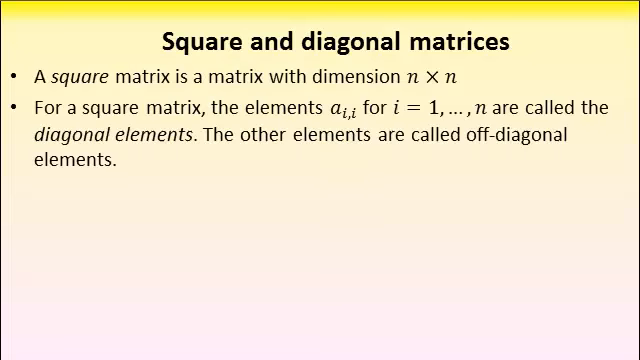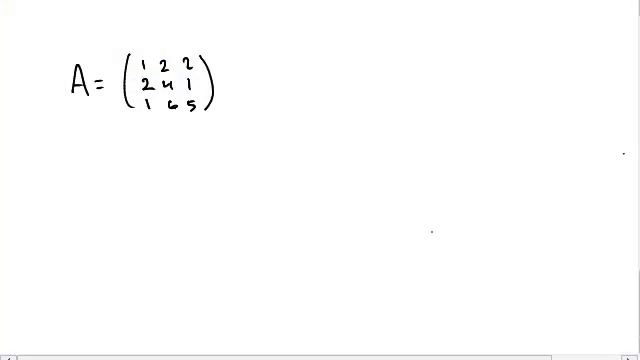The elements that are on the diagonal are called diagonal elements, while all the elements that are not on the diagonal are called off-diagonal elements. For example, here is a square 3 by 3 matrix. The diagonal is this here, and the diagonal elements are the elements 1, 4, and 5, while the other 6 elements are off-diagonal elements. In general, a square n by n matrix has precisely n diagonal elements.